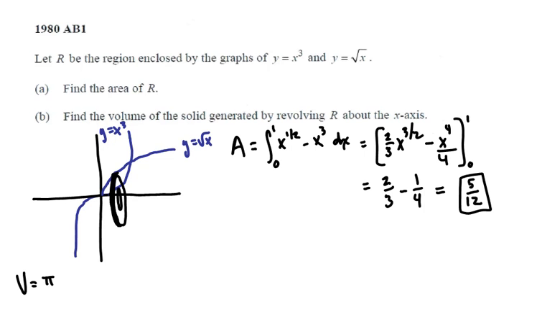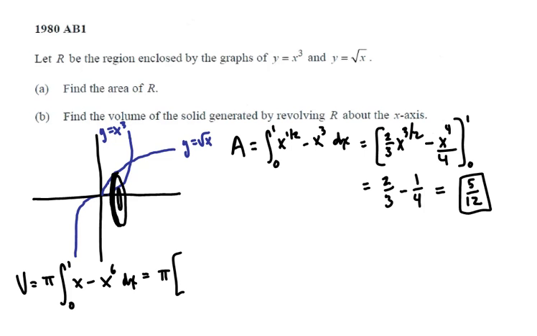So then the volume is pi, integral from 0 to 1, capital R squared, which is square root of x squared, and that's just x, minus little r squared, which is x to the 3rd squared, which is x to the 6th. And dx is the thickness of the washers, and we add all those up from 0 to 1, and now we're ready to perform the integration.